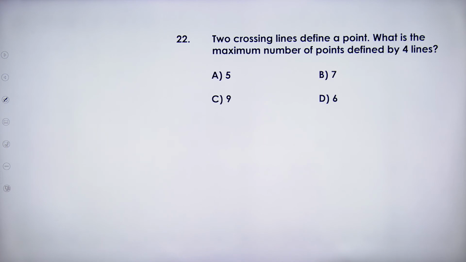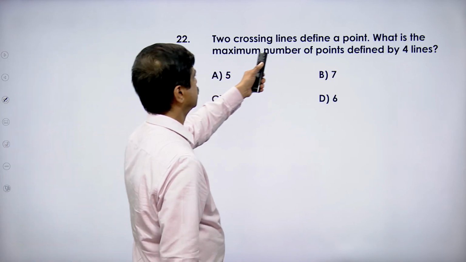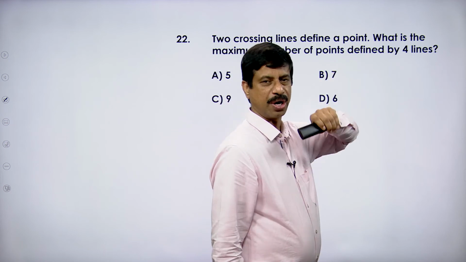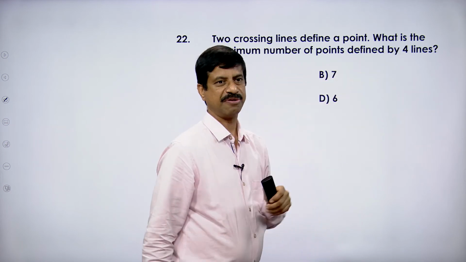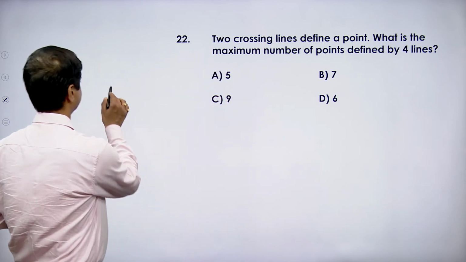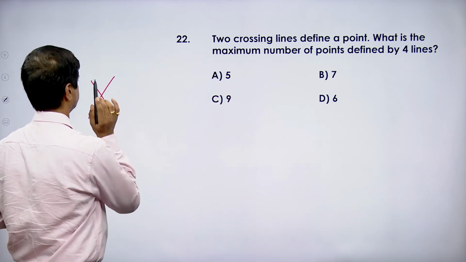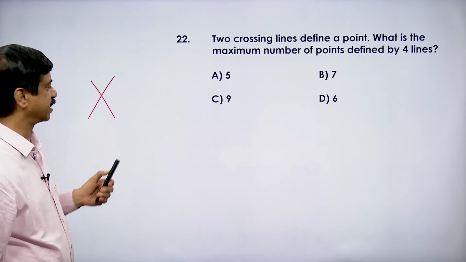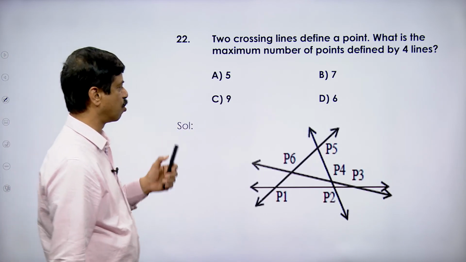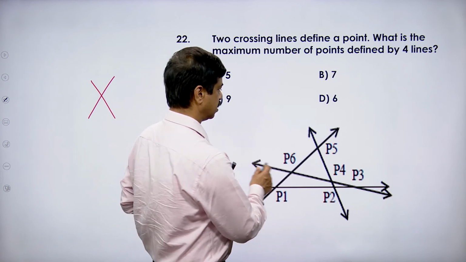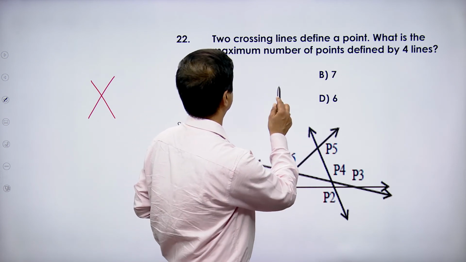Okay children. Two crossing lines define a point. What is the maximum number of points defined by 4 lines? If 2 lines cross like this, you will get 1 point. Okay. So like that, 4 lines are there. You can see these are all the different ways, maximum number of points.